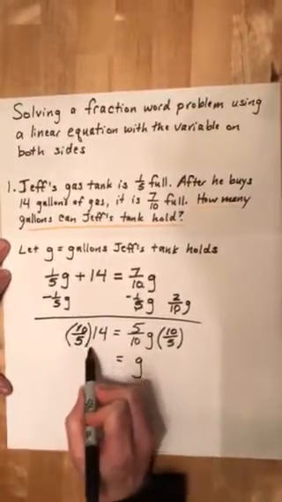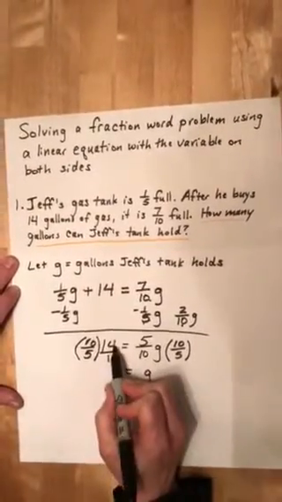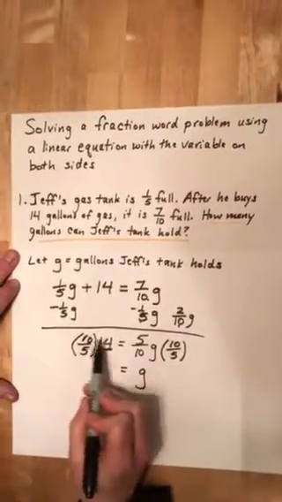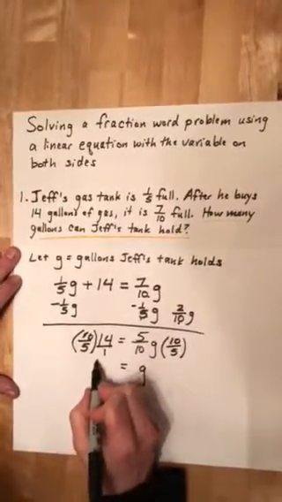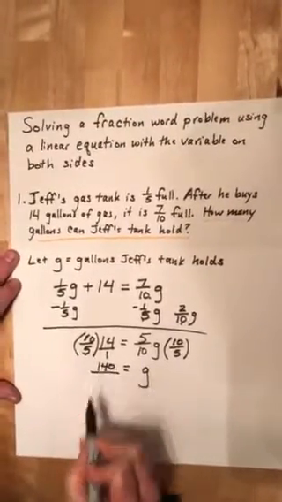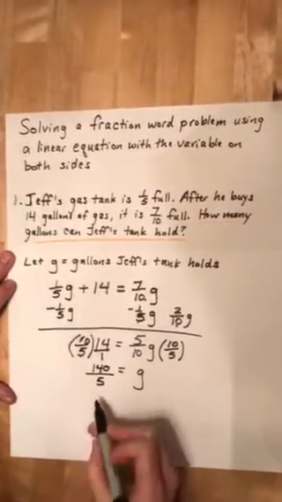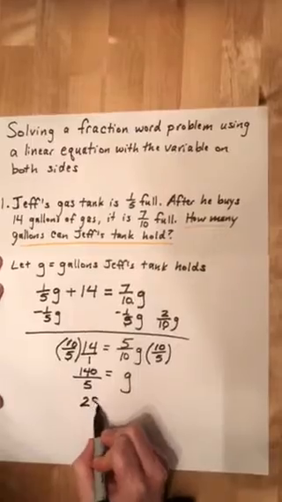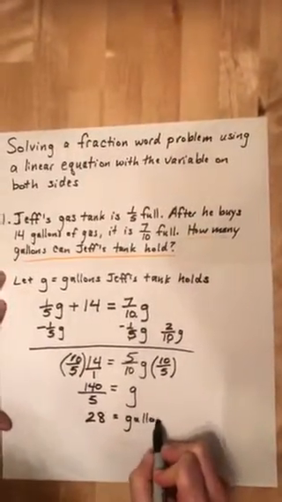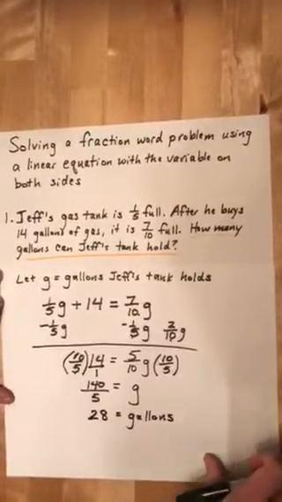On the left-hand side, really I need to put this 14 over a 1. So anytime you have a whole number, you can put it over a 1. And then we multiply the numerators. 10 times 14 is 140. And then multiply the denominators. 5 times 1 is 5. And 140 divided by 5 would be 28. So that tells us that the tank holds 28 gallons of gas. So that's our first example.